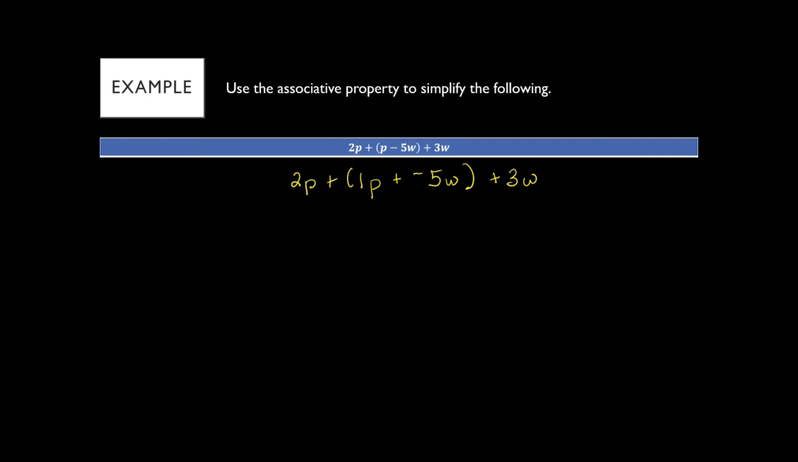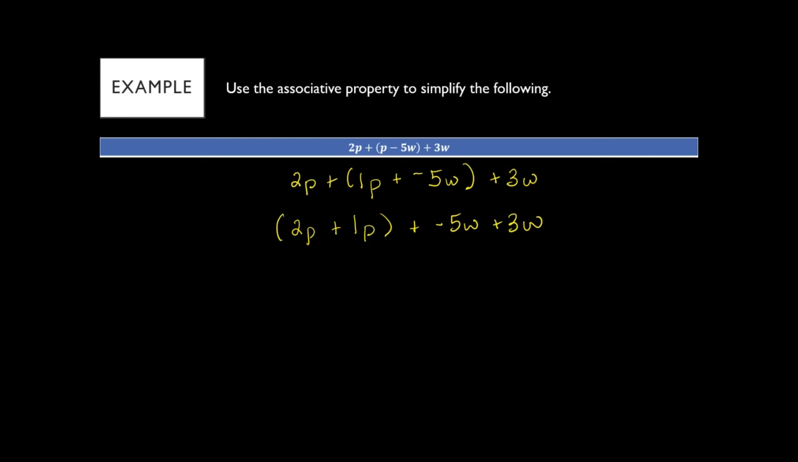So I've got my parentheses in the middle between the p and the minus 5w, but I can instead move it to the front, so I can group the 2p and the 1p together. And then I could have minus 5w plus 3w there.